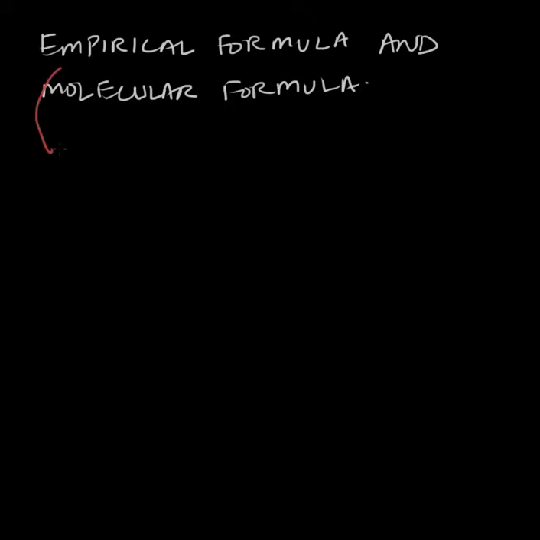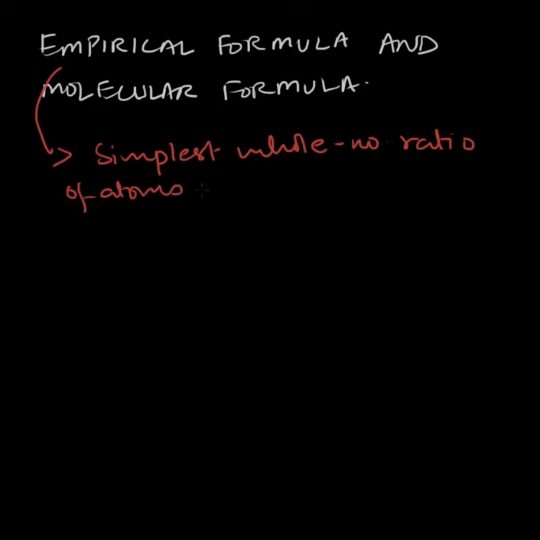Okay, we talk about empirical formula. What is the empirical formula? An empirical formula basically is a formula representing the simplest, right? This is the key word, the simplest whole number ratio of atoms of each element in a compound.